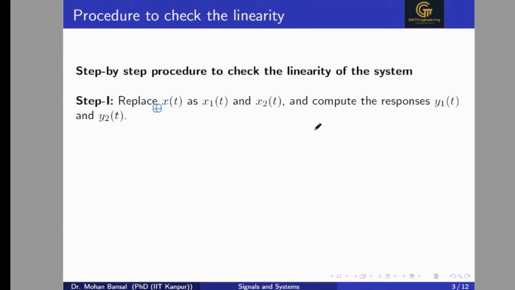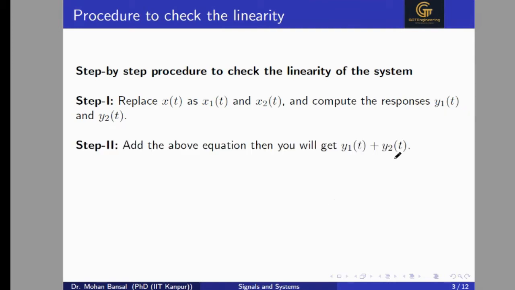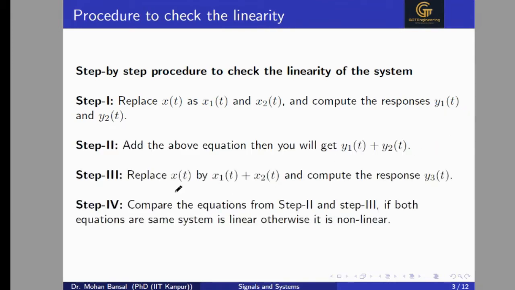So in the first step, you will have to replace x(t) by x1(t) and x2(t), and compute y1(t) and y2(t) by substituting x1(t) and x2(t) in the given system. Then you will have to add both of them, y1(t) plus y2(t). In the third step, you will have to replace x(t) by x1(t) plus x2(t). So now you are adding before transforming the input signal to the output. First you are adding the signals, then you are computing the response y3(t). If y3(t) is equal to y1(t) plus y2(t), we can say that the system is linear, otherwise the system will be non-linear. This is the first procedure to check the linearity.